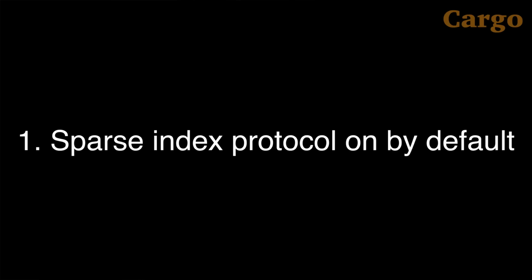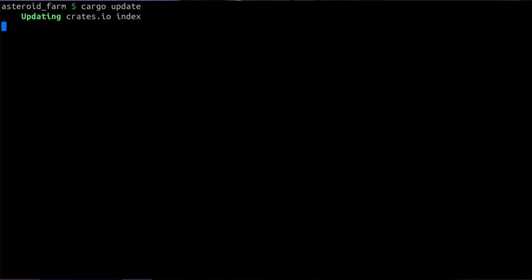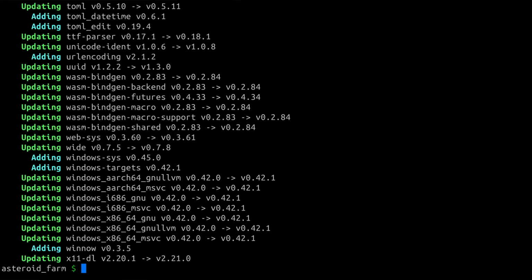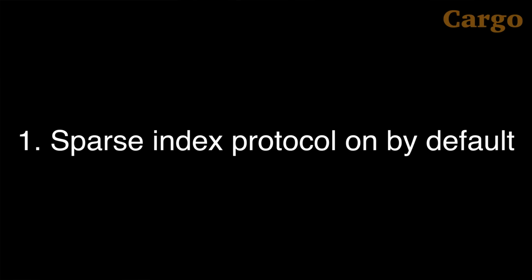First up, the Sparse index protocol that stabilized in Rust 1.68 is now turned on by default. If you missed it, I had a whole video about this and how it speeds up reading information about your project's dependencies by a lot. Now it's enabled by default.